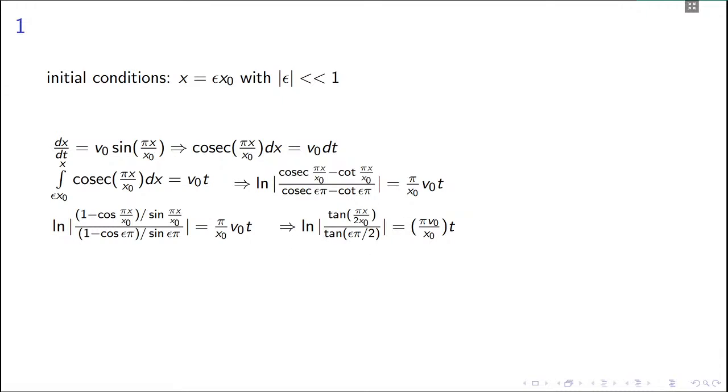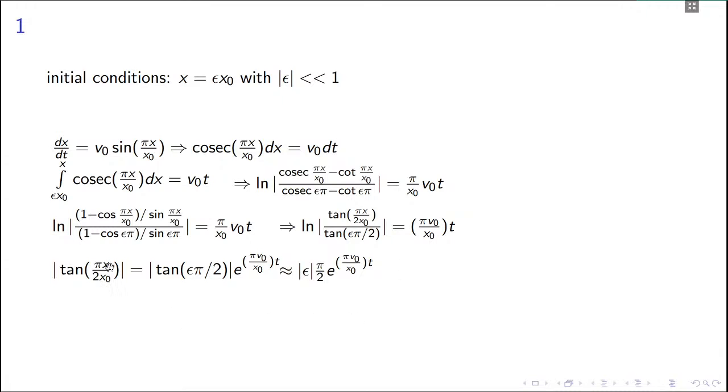This log, if you bring it to this side, it will become exponential. You get this, and this is small here, so if you want, you can make a small angle approximation. It's not required, but you can still do it. So this is almost equal to mod epsilon pi by 2 into exponential of this. So from here you can see that when x is x naught, this is tan pi by 2, this is infinite, so t has to go to infinity.